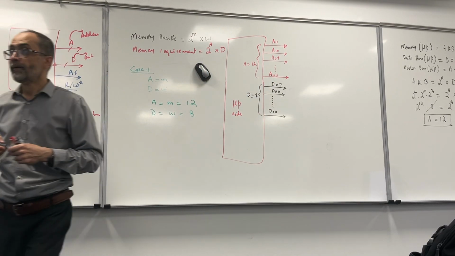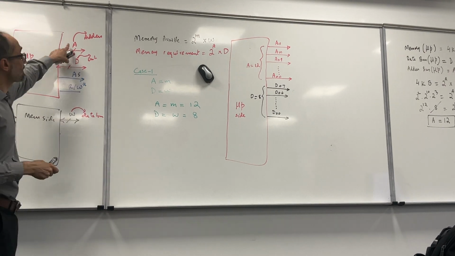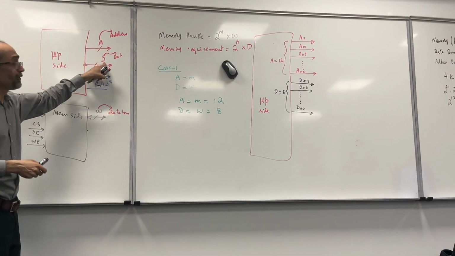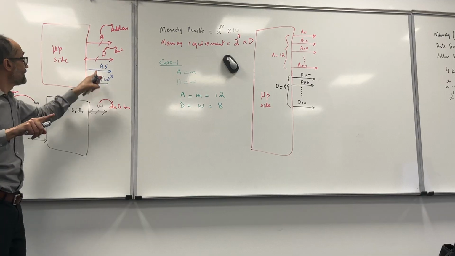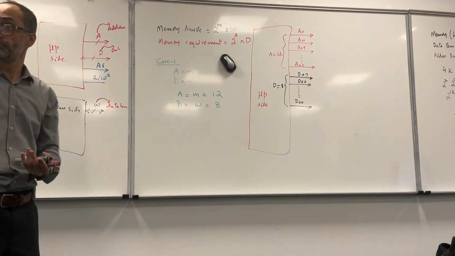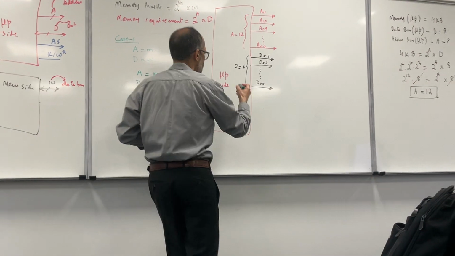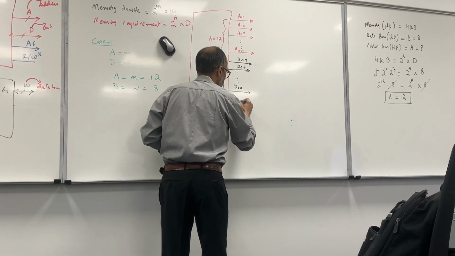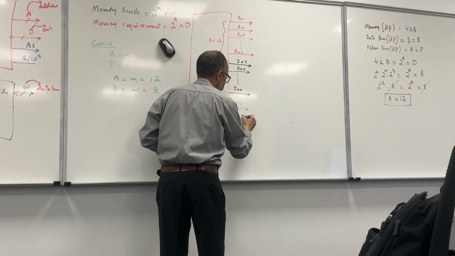Clear or not clear? Now please remember, we have the address lines, which is 12, and the data lines, which is 8 bits, and then we have two control signals. The first control signal, which I'm now using the green color for, is address strobe. And the second control signal is what?